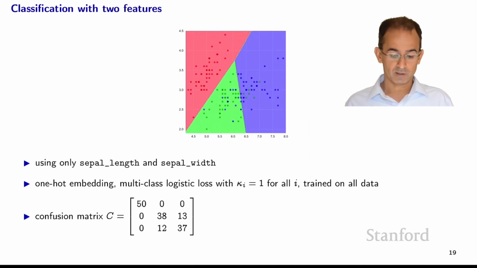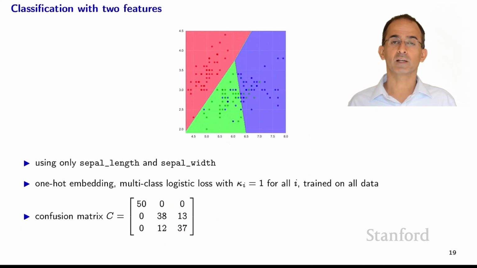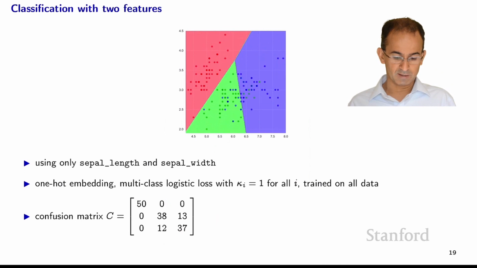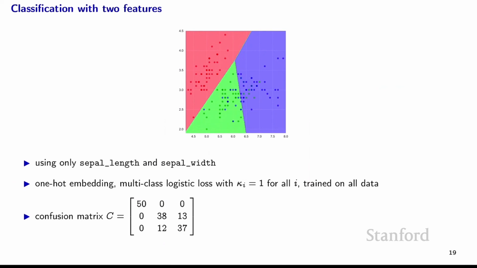The confusion matrix shows us what we can see from the figure, that we've got all the red dots perfectly correct. We haven't mistaken anything for a red dot, but some of the greens and blues we've got wrong. We've mistaken 12 greens for blues and 13 blues for greens, and as you can see in the figure, there's no clear way to separate the greens from the blues.